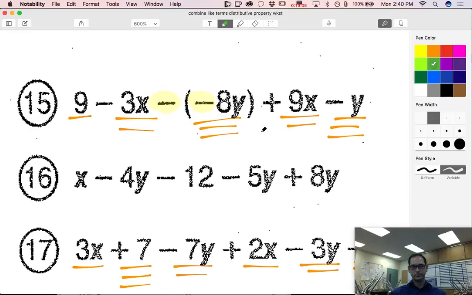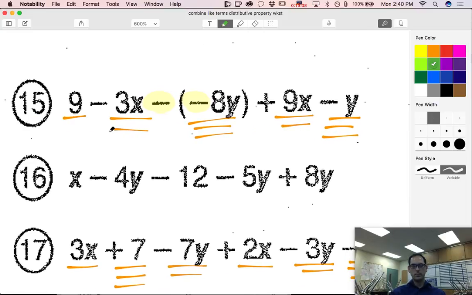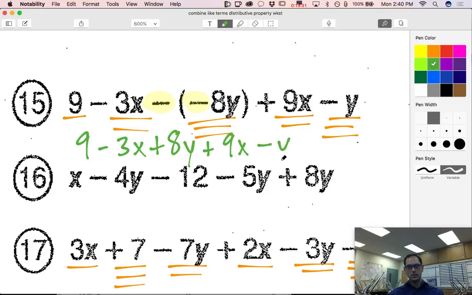15. Okay. So for 15, 9. Any like terms? No. So we're going to just write 9. Negative 3x and 9x. Oh, wait. I didn't even pay attention to this negative and negative. Let's first rewrite it. So 9 minus 3x plus 8y plus 9x minus y. Now we're ready. So what I did was, I wasn't doing this first. I want to always do that first. So negative, negative gave me a positive. So keep, change, change, or what's a negative times a negative to do that part.